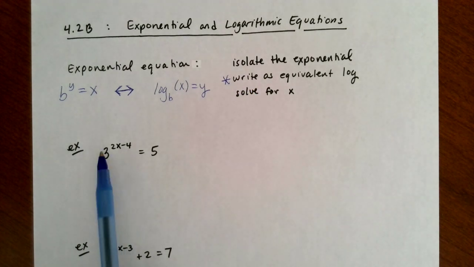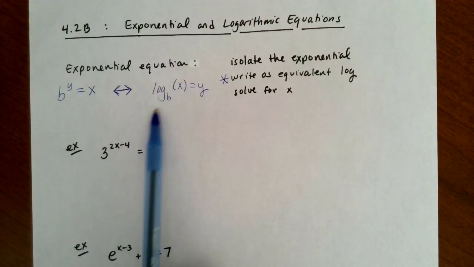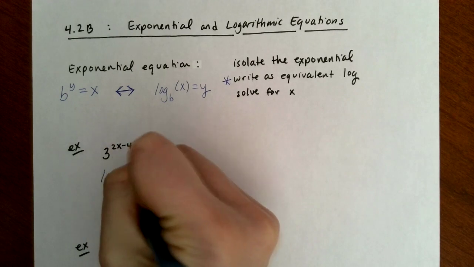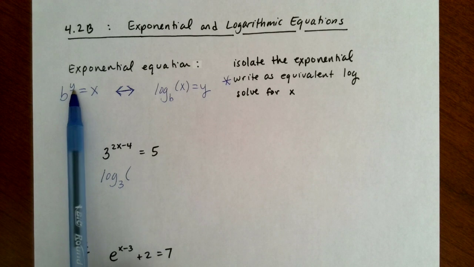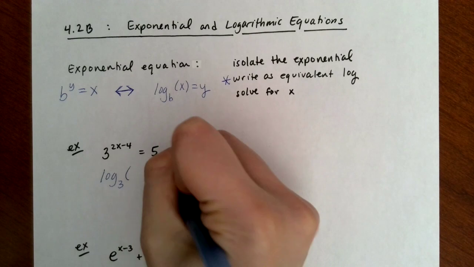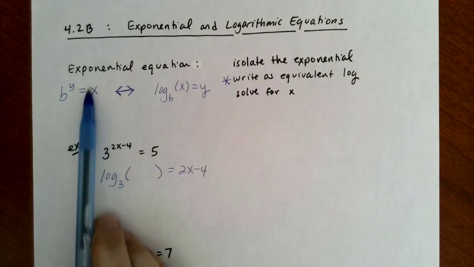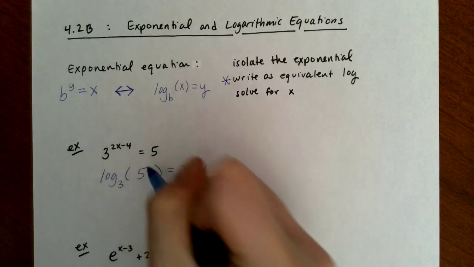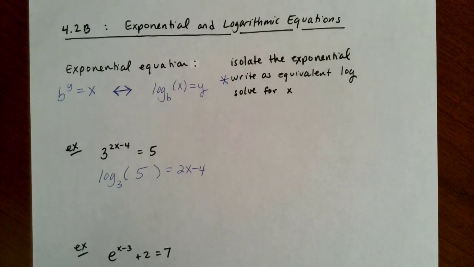Okay, so here we go. 3 is the base of the exponential, so now it's going to be the base of the logarithm. What was up in the air as the exponent is now the right-hand side. And then what was alone over here is now in the logarithm. So log base 3 of 5 equals 2x minus 4.